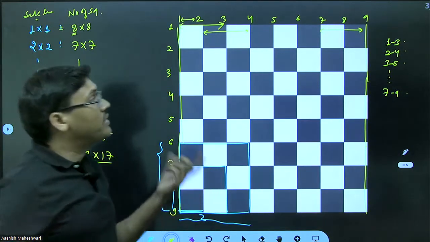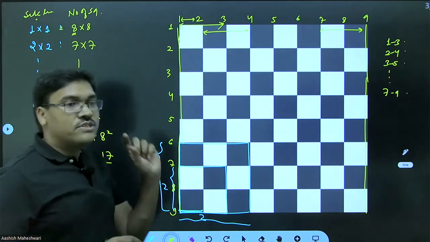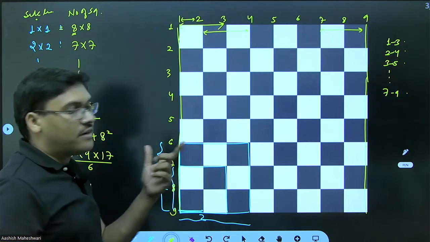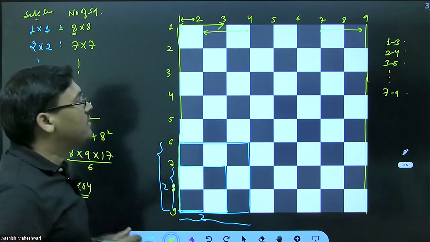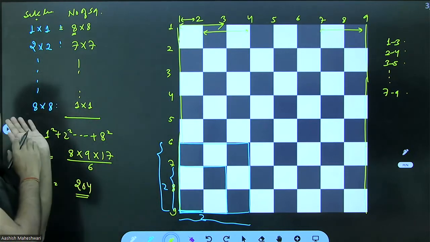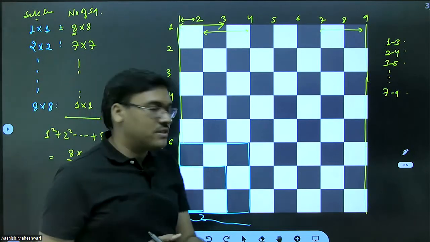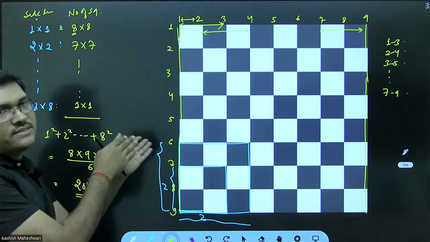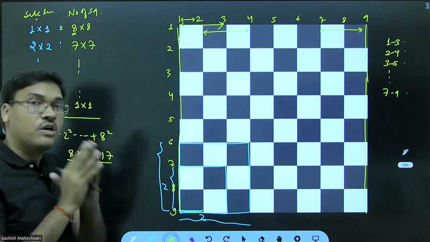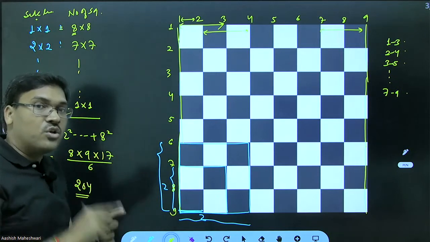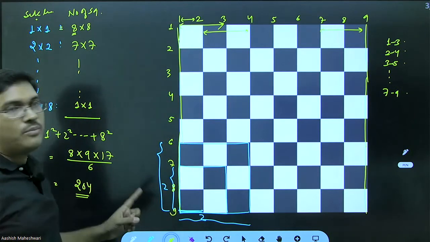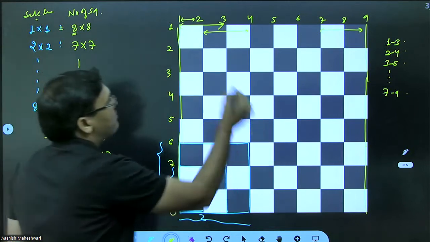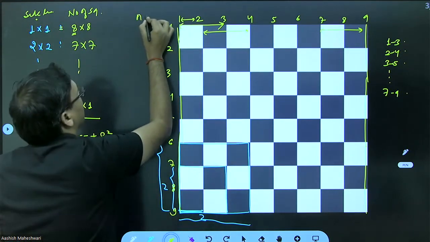Now, if the question would be find the rectangles which are not squares, then what will be the answer? Earlier it was 1296, out of which we have 204 squares. So that will be 1296 minus 204 will be the total number of rectangles which are not square on this grid.